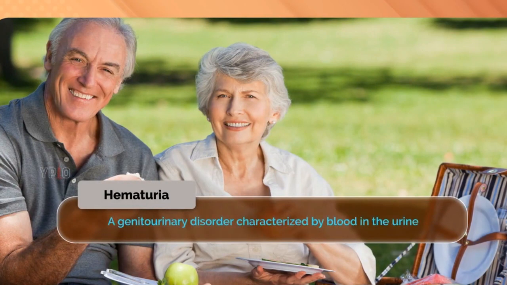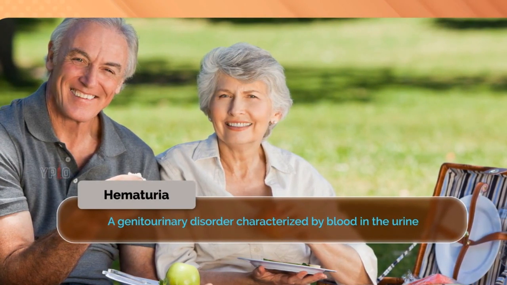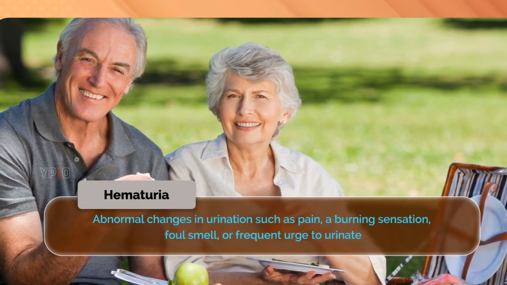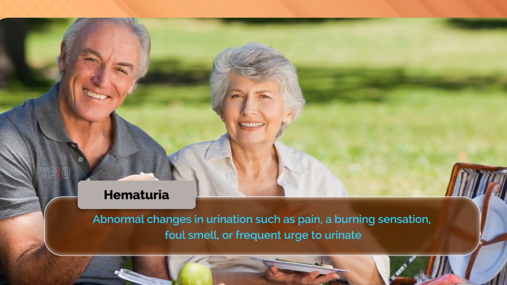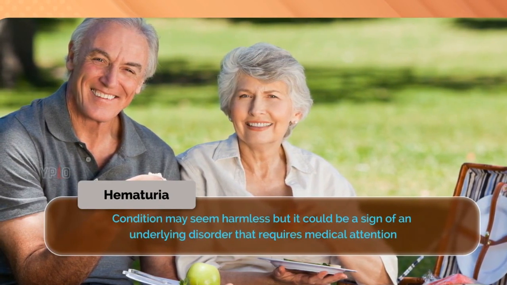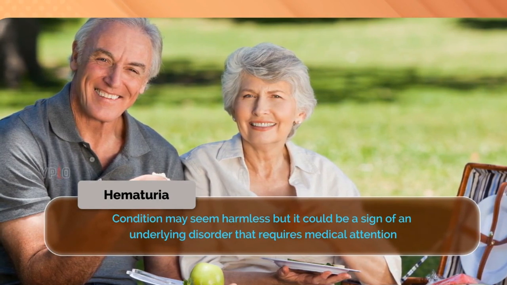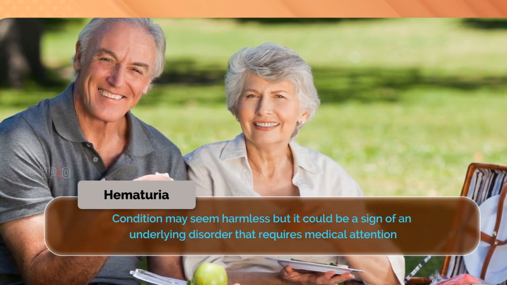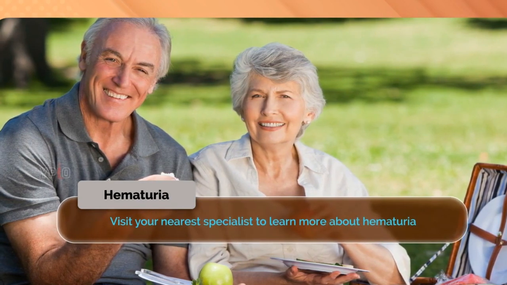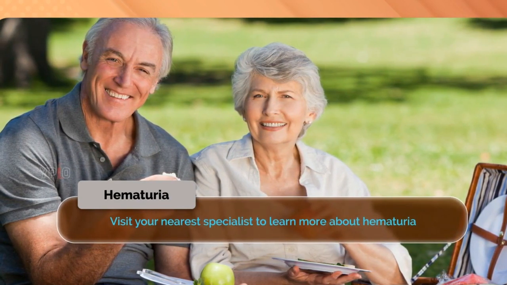Summary. Hematuria is a genitourinary disorder characterized by blood in the urine. Other symptoms include abnormal changes in urination, such as pain, a burning sensation, foul smell, or frequent urge to urinate. The condition may seem harmless, but it could be a sign of an underlying disorder that requires medical attention. Visit your nearest specialist to learn more about hematuria and its treatment.